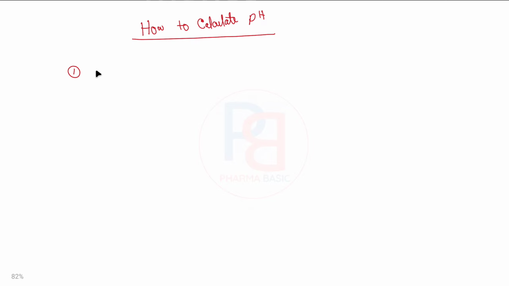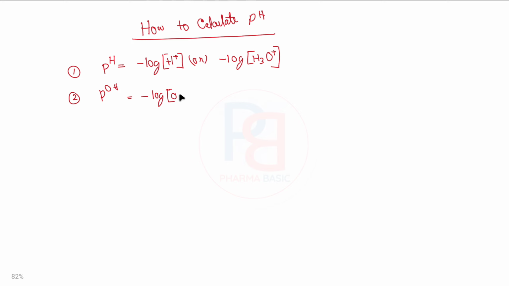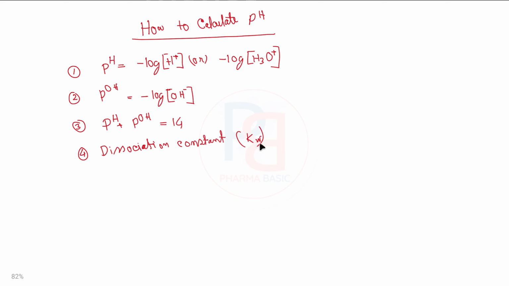Today we are going to discuss how to calculate pH. To calculate pH, a few formulas are used. pH is equal to the negative logarithm of the hydrogen ion concentration, or the hydronium ion concentration. pOH is equal to the negative logarithm of the hydroxide ion concentration, and pH plus pOH is equal to 14. Always, pH plus pOH is equal to 14.